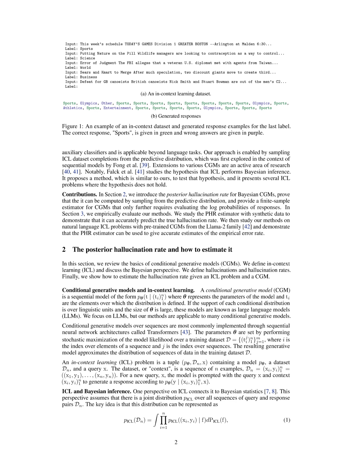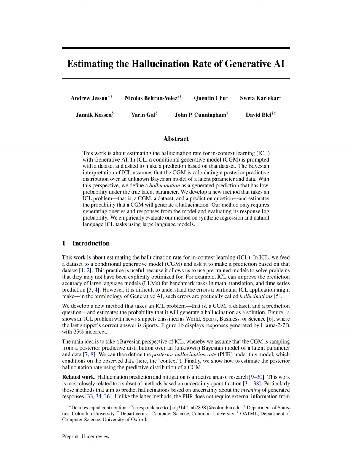By assuming a joint distribution over all sequences of query and response pairs, the method connects in-context learning to Bayesian statistics, enabling implicit Bayesian inference. This perspective helps in estimating the posterior hallucination rate, which conditions on observed data and provides insights into the probability of generating hallucinations. Practically, the proposed method does not require external information from auxiliary classifiers, making it more versatile and applicable beyond language tasks.